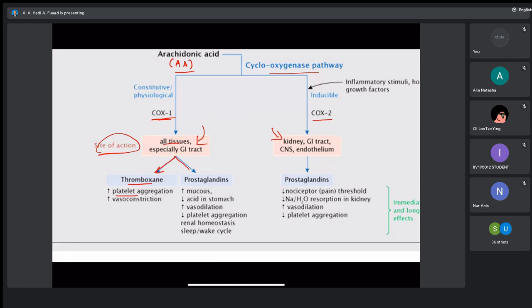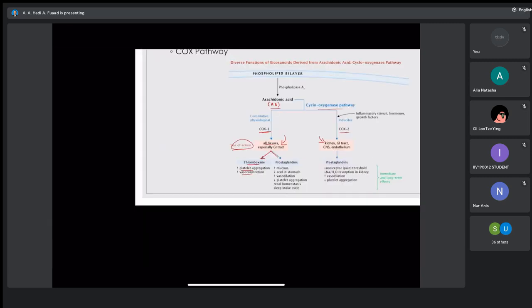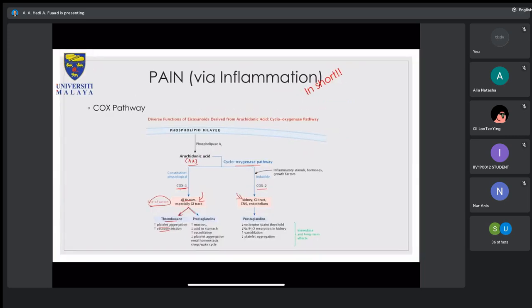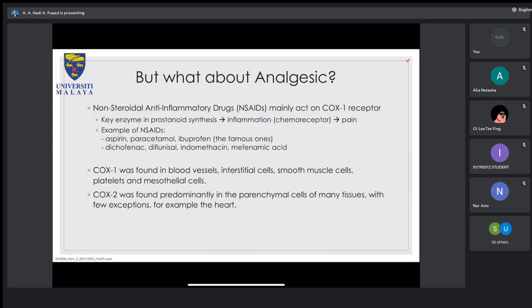Okay, so you will go in that path, and then you increase vascular constriction, whereby your blood vessels constrict and thus lower blood flow. So you reduce bleeding. That's part of the effects. So this is where the drugs come in, what we call non-steroidal anti-inflammatory drugs, or NSAIDs.